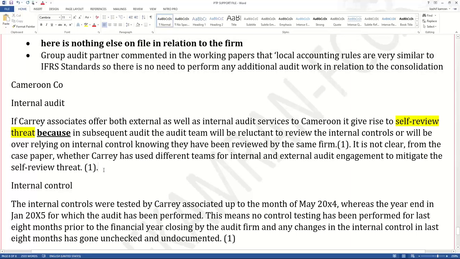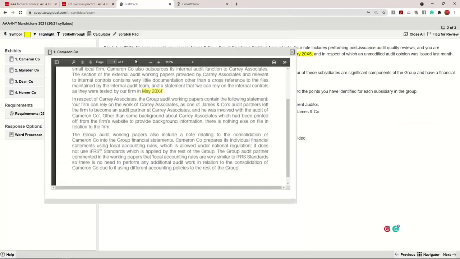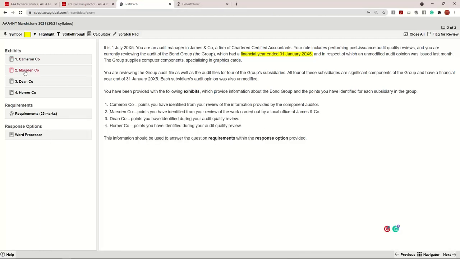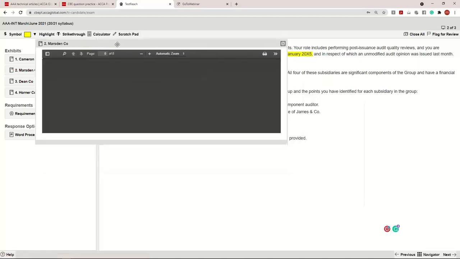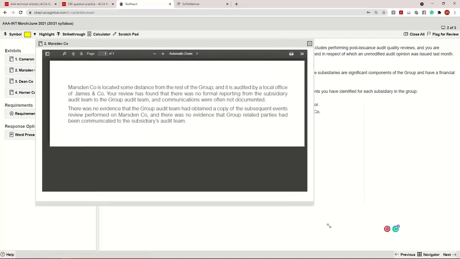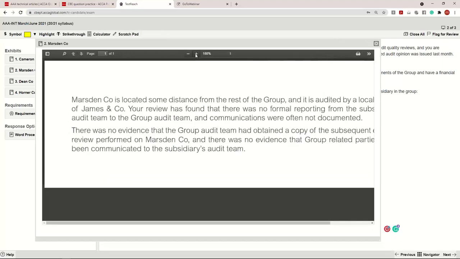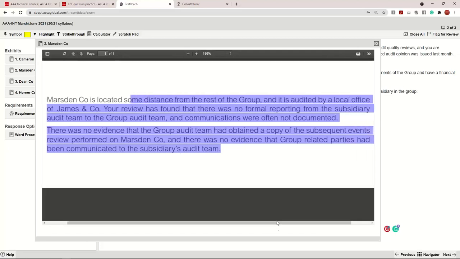Now, once you complete Cameroon, you go back to your exam paper on your screen in front. After Cameroon, you have the next situation, which is Marsh Den Company, which is another subsidiary. Okay, can you all see the Marsh Den Company in front of your page? The next subsidiary, if you can identify the issues for this subsidiary as well, quickly and wrap up the answer.